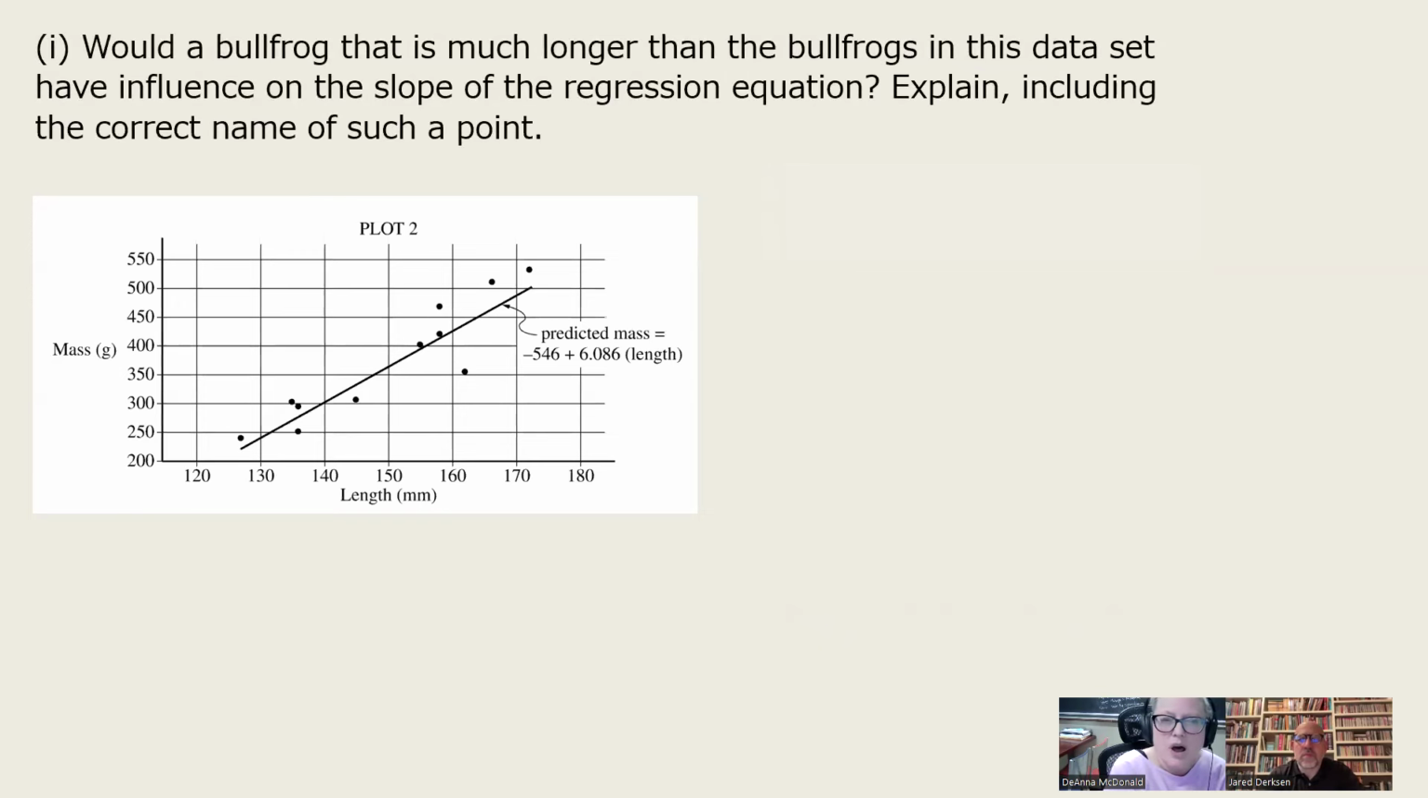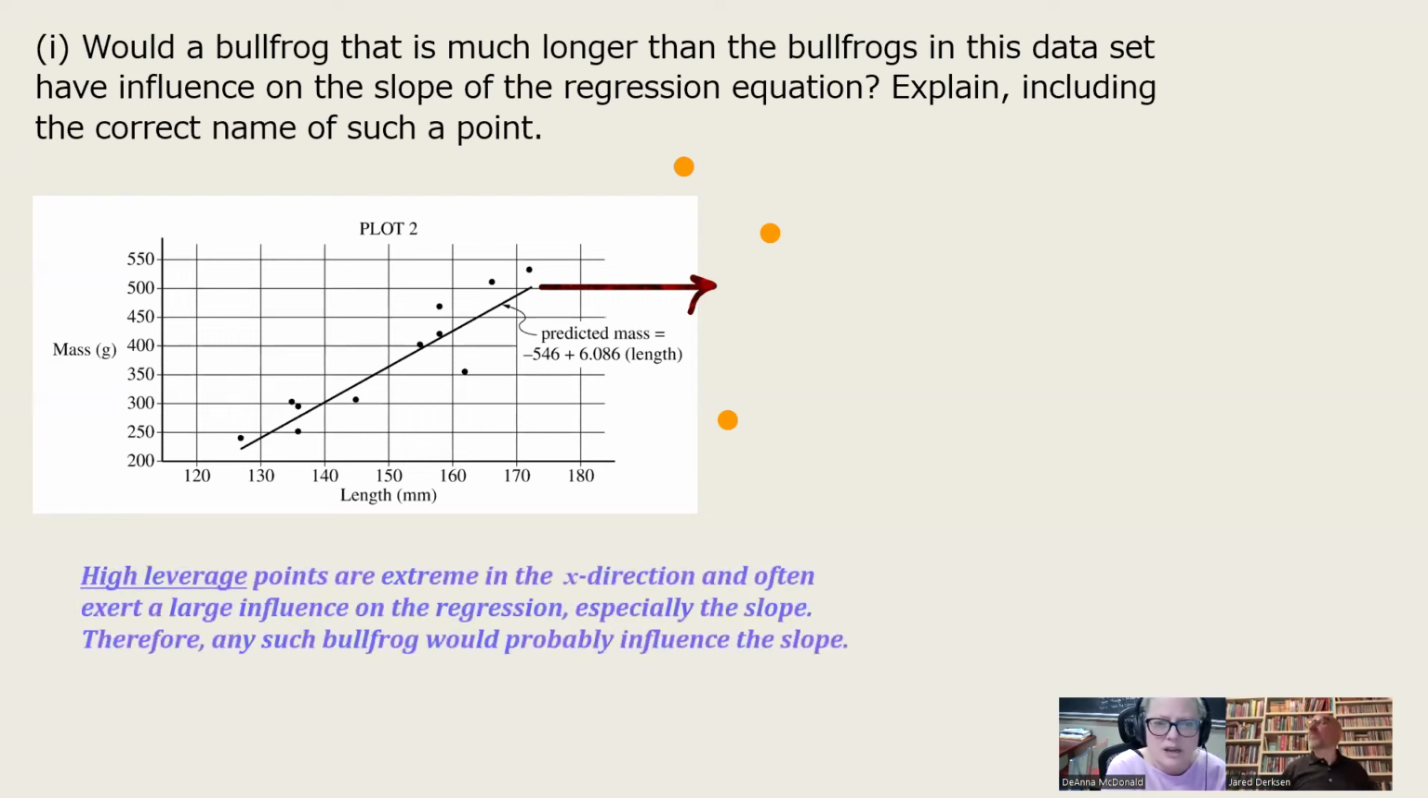Okay, would a bullfrog that is much longer than the bullfrogs in this data set have influence on the slope of the regression equation? Explain using the correct name of such a point. So what do I mean by a bullfrog that's much longer? Well, here's in that direction, much longer. Here's a bullfrog that's much longer. What are these points doing if they're included, if one at a time are included? Well, these are called high leverage points. They're extreme in the X direction. They're much farther from the rest of the points with respect to their X value. And they often exert a large influence on the regression, especially the slope. Therefore, any such bullfrog would probably influence the slope.